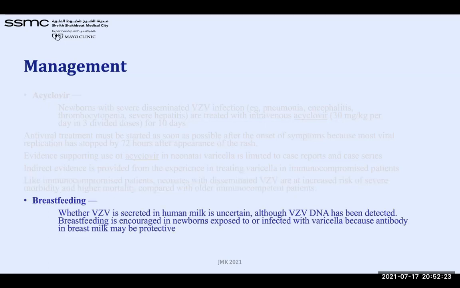Regarding breastfeeding, whether VZV is secreted in human milk is uncertain, although varicella zoster is a DNA virus. So remember, all the herpes viruses and all the hepatitis viruses are DNA viruses. It has been detected, but breastfeeding is encouraged in newborns. So there is no such thing that you should stop the breastfeeding.